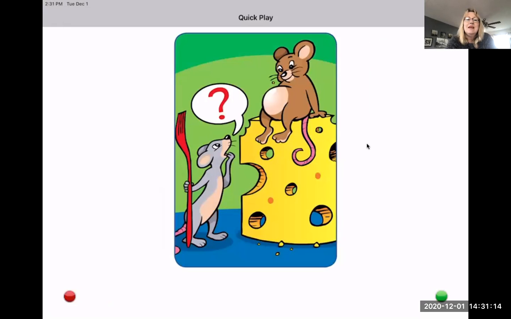Okay. And now we have a skinny mouse with a fork by a chunk of cheese, and there's a mouse with a full tummy. So what do you think the skinny mouse is asking? May, will, would. Okay. May I share your cheese? Could I share your cheese? Can I share your cheese? Will you let me share your cheese? Something about the cheese there. And I think the little skinny one's hungry. Okay.